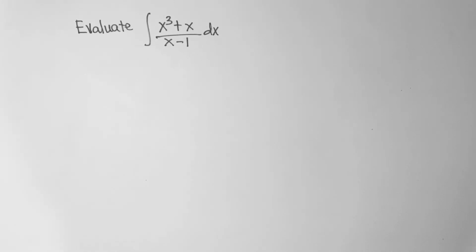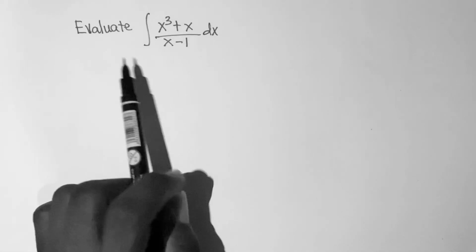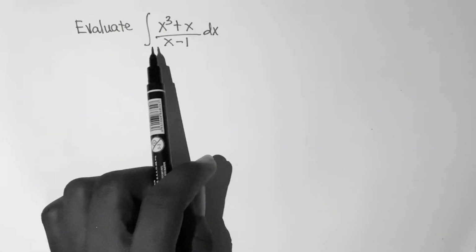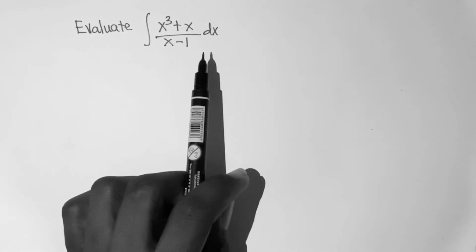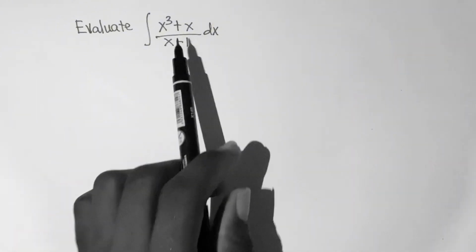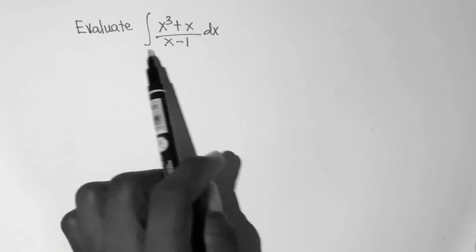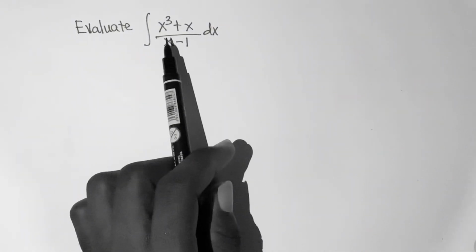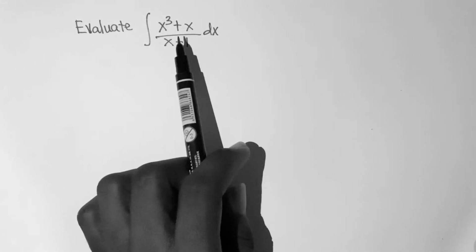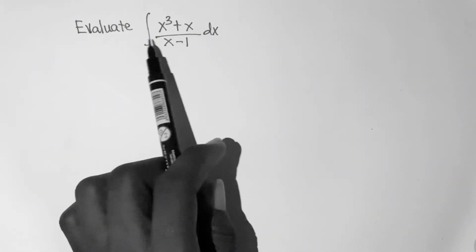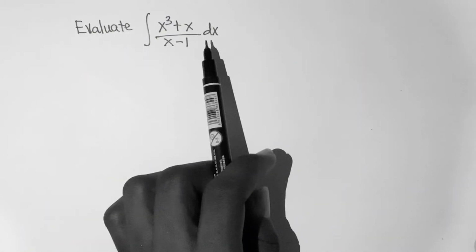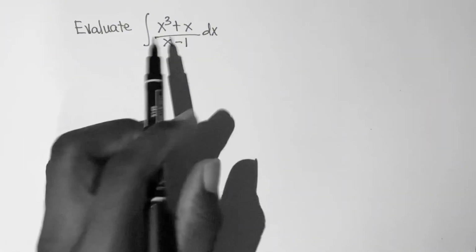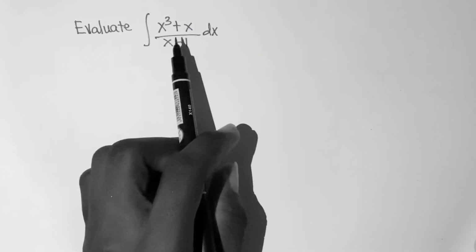In this video, we are going to talk about how to integrate rational functions. So let's evaluate this question, which is the integral of x cubed plus x divided by x minus 1 dx. To be able to integrate this function, the way we need to go about this is to first express this in partial fractions. Then we can use the partial fractions to split the function into the various partial fractions and integrate.